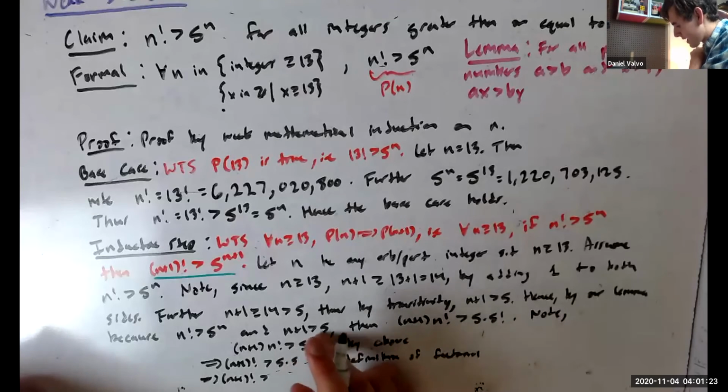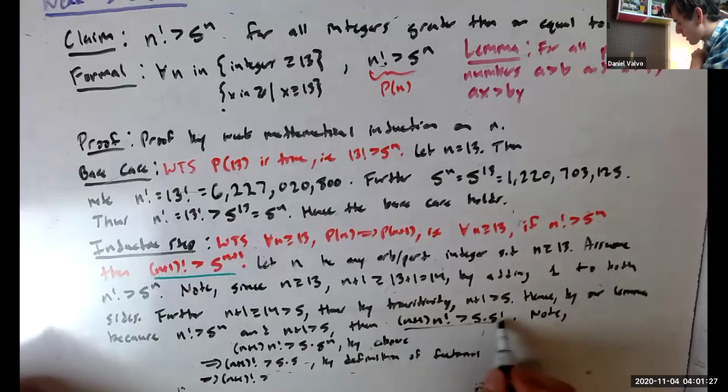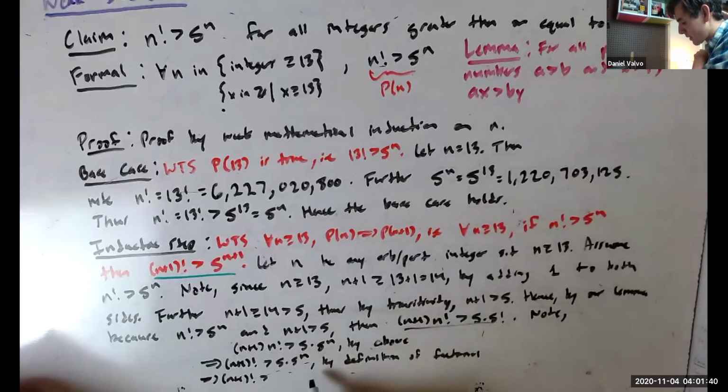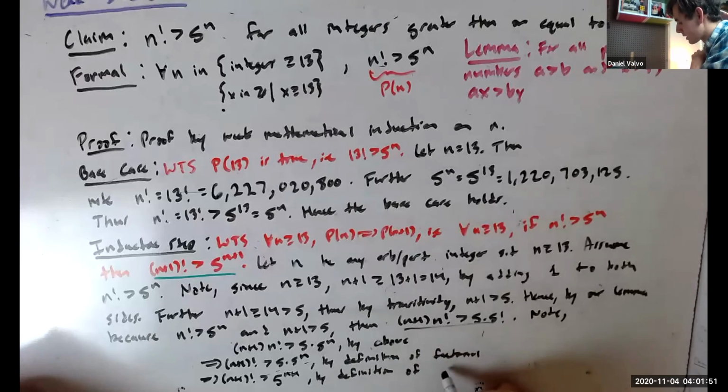Sorry, this is 5 times 5 to the n. I'm just trying to transcribe that line there and I messed it up twice. So n plus 1 times n factorial is greater than 5 times 5 to the n, meaning n plus 1 factorial, we said that's what this equals, is greater than 5 times 5 to the n. And then 5 times 5 to the n, we said, is 5 to the n plus 1, by definition of exponentiation.